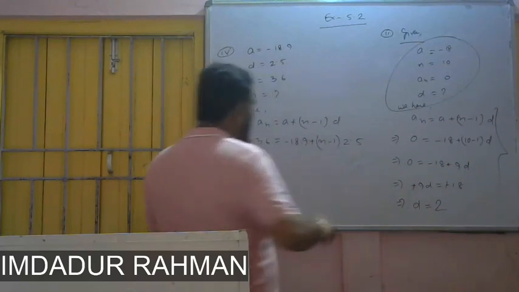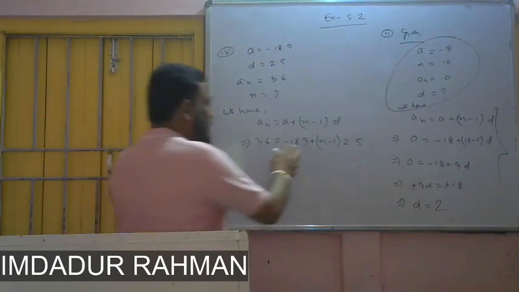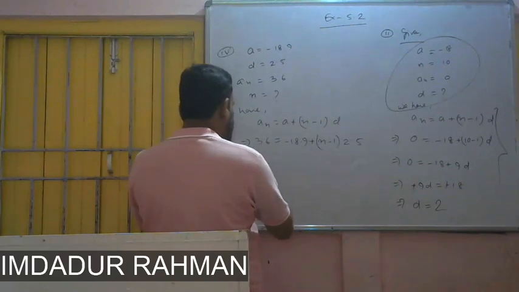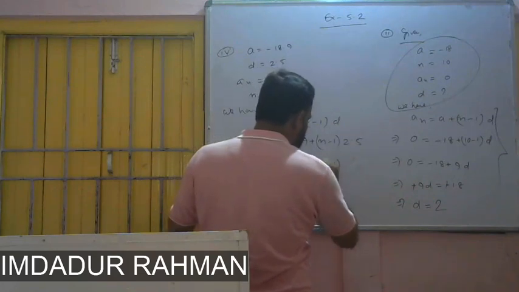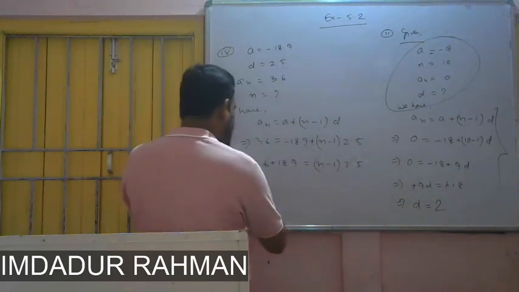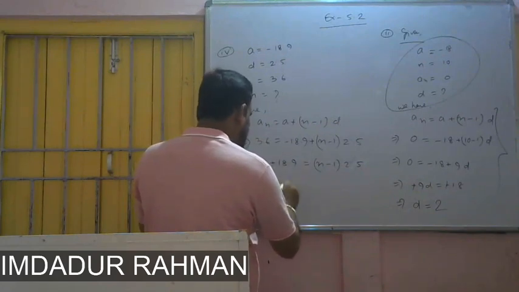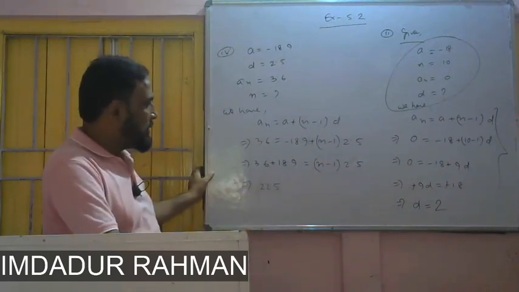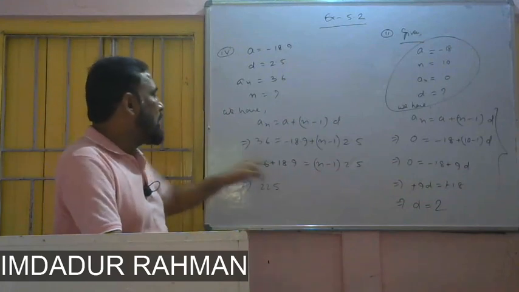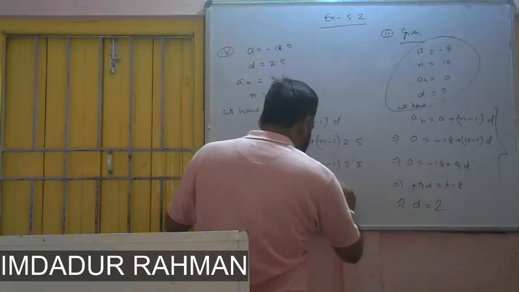Okay? Now, as we have to find out N, so bring this 18.9 to the left hand side. 3.6 plus 18.9 is equal to N minus 1 into 2.5. Now what is there? Calculate this. 22.5. Is it? Do it yourself. 22.5 is equal to N minus 1 into 2.5.